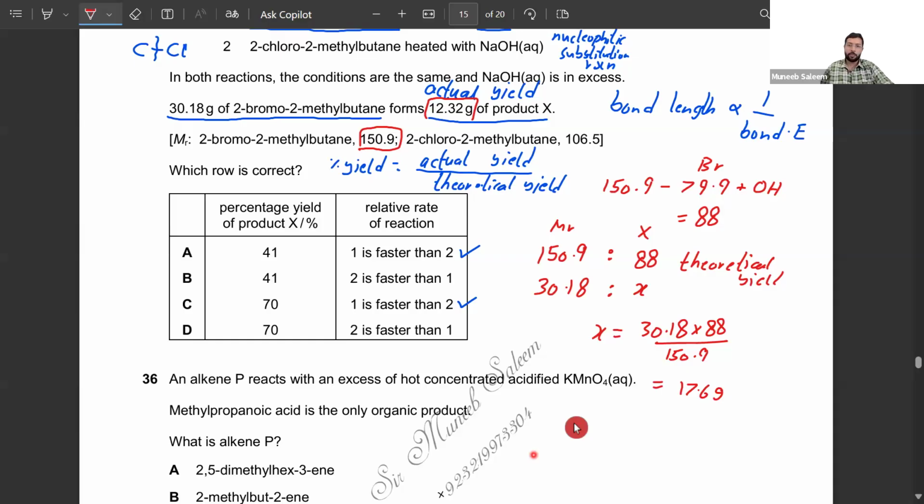Now we have to calculate the percentage yield. The formula is simple. Percentage yield is equal to actual yield divided by theoretical yield, multiplied by 100. The actual yield was 12.32 and the theoretical yield is 17.6. The answer comes out to be 70%. So from the first column, we will select the 70. The only correct option is option C, having 2 ticks.